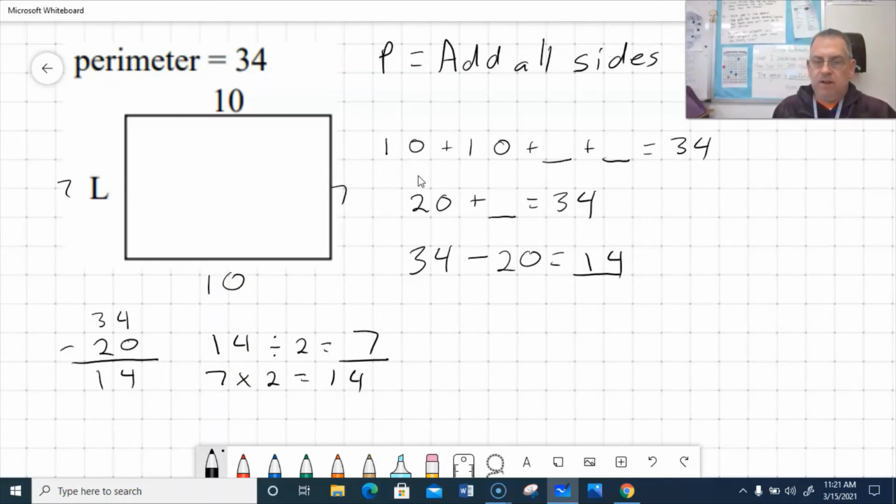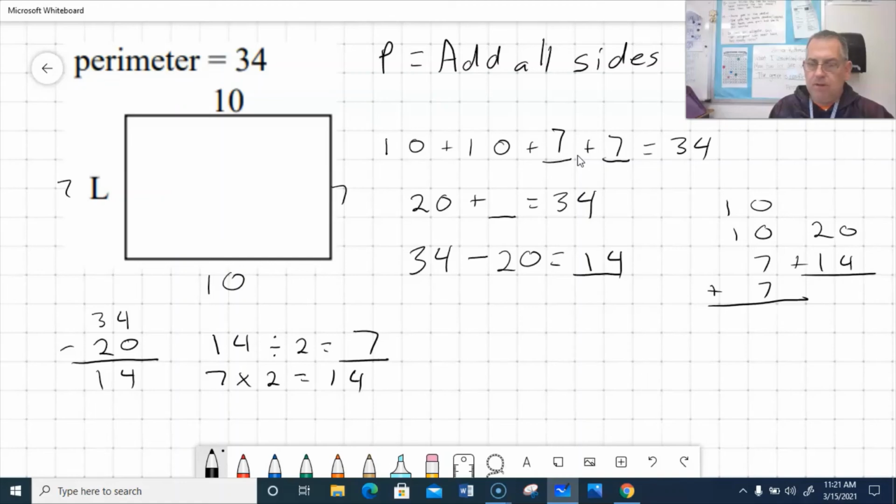So we'll say that 10 plus 10 plus 7 plus 7 will equal 34, and we'll check it out. We'll write that right here. That's 10 plus 10 plus 7 plus 7. I know 7 plus 7 is 14, and 10 plus 10 is 20. And if we add those two together, that'll equal 34. So that equals 34, and that matches what our perimeter is. So our missing side is 7.